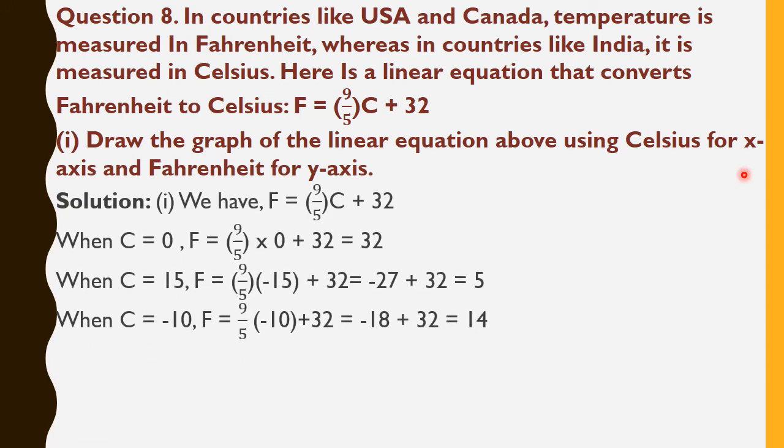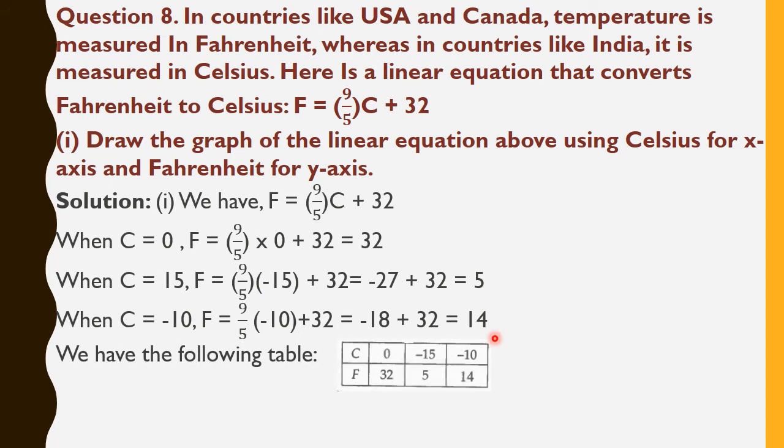Obviously, to draw the graph, we need the coordinates or the ordered pairs. So we have F equals 9 by 5 C plus 32. We can take a value of C and substitute here, and we will get the value of F. For C equals 0, we calculate and get the value of F as 32. For C equals minus 15, if we put the value in the equation, we will get the value of F as 5. And when C equals minus 10, the value of F is coming out to be 14.